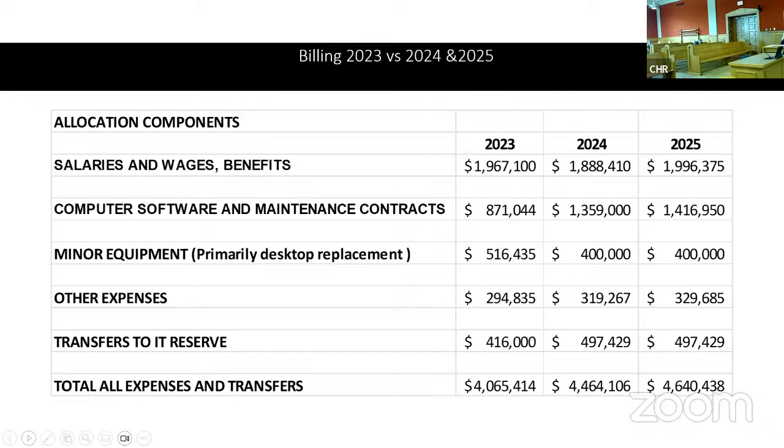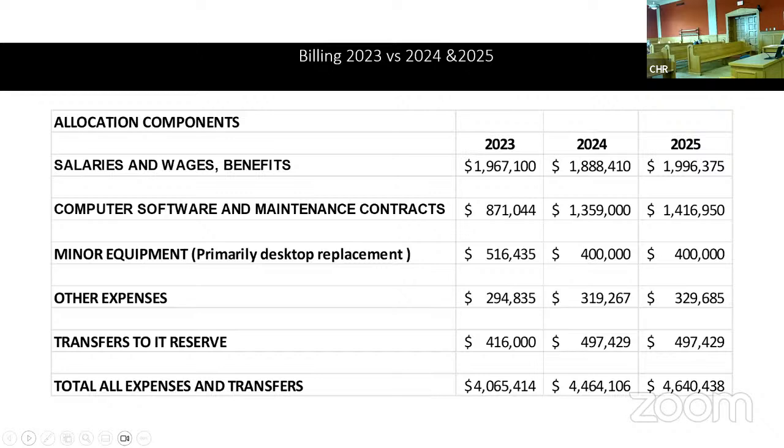Our minor equipment fluctuates, but it doesn't fluctuate drastically over the period of the last 5 years I looked at. It's anywhere from 300,000 to 500,000, so we placed it at 400,000. There may be a year that we need more than 400,000, but we'll look at that once we have a good inventory of all of our computers and what year they need to come up for replacement. And then other expenses are professional services, things like that. And then transfers to the IT reserve.